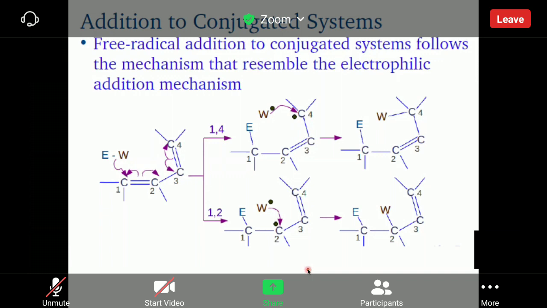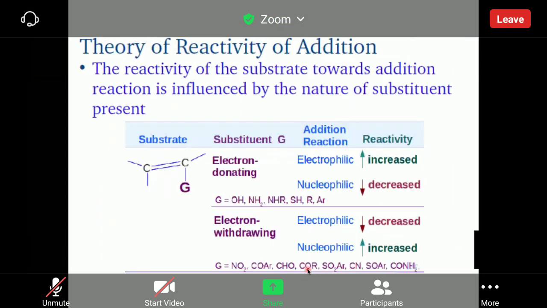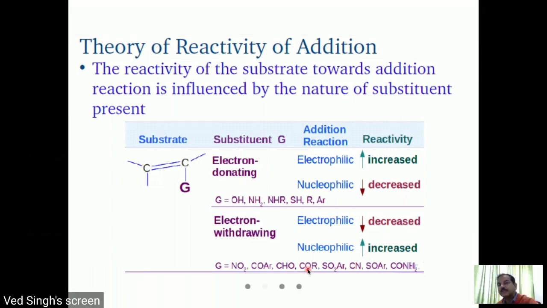Now, reactivity is influenced by the nature of the substituent present, as I told earlier. This is a group which is attached. If an electron donating group is there, like OH, NH2, NHR, SH, R, Ar, then electrophilic addition reaction will increase and nucleophilic will decrease. If an electron withdrawing group is there, electrophilic will decrease and nucleophilic will increase.